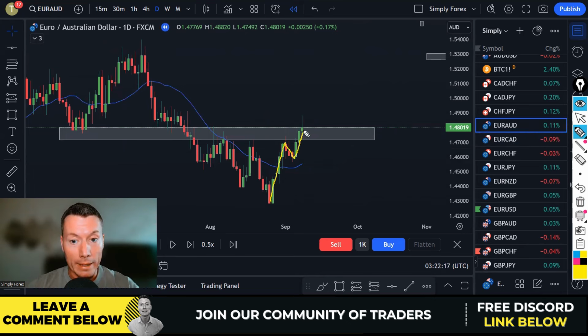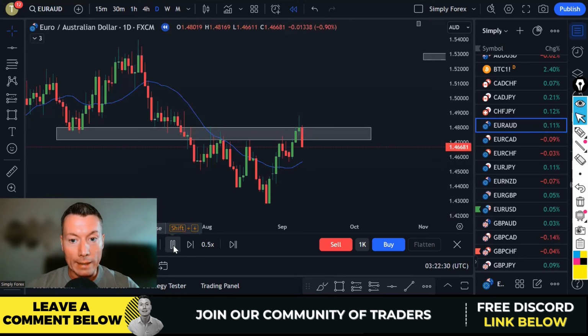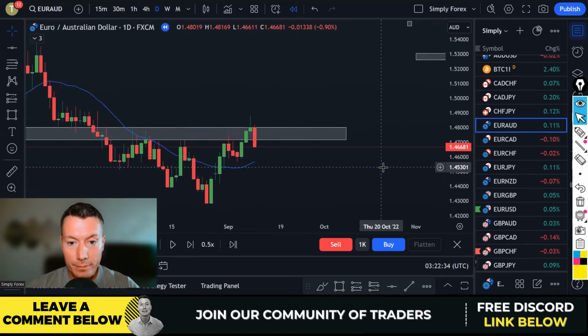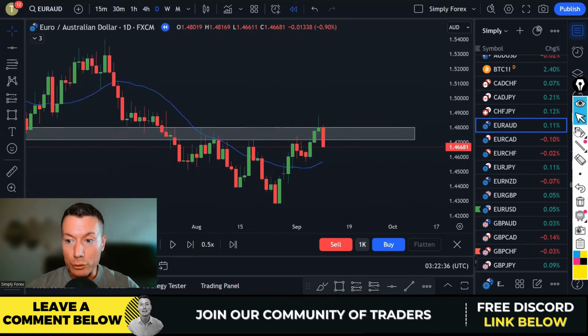I want to buy, but I don't want to buy at resistance, and I especially don't want to buy a candle that looks like that. Okay, let's play it along. And remember, this is just to practice your daily filter. In an uptrend, okay, very bearish candle, no trade.